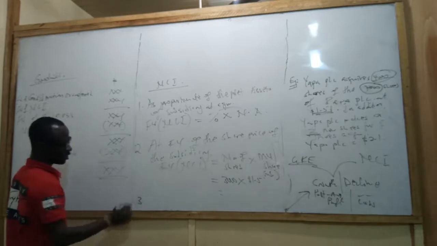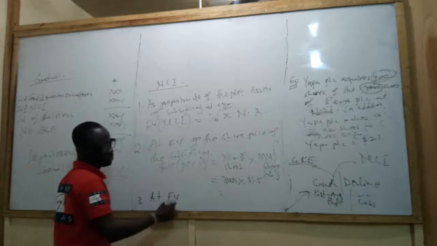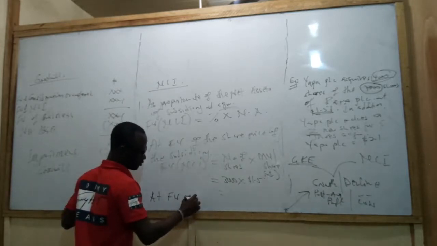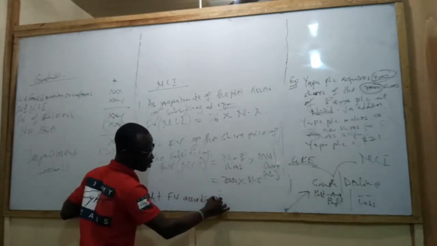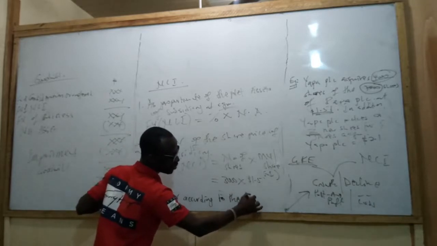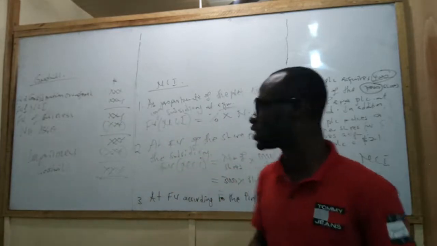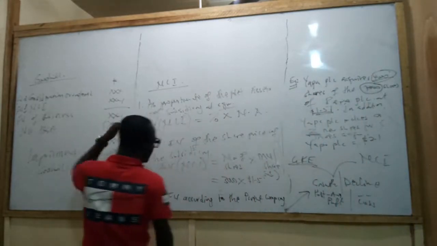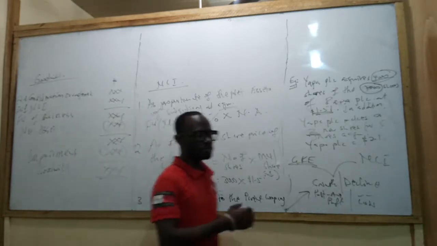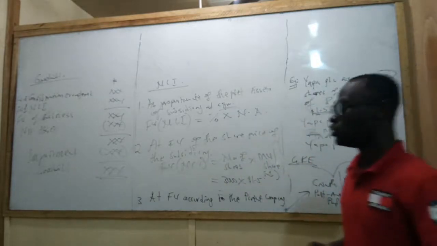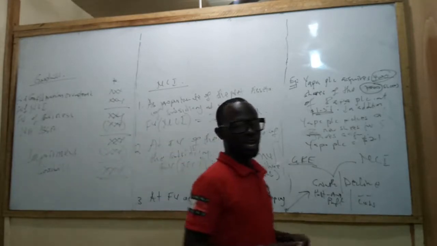Third. The third way is at fair value according to the parent company. Very simple. So this is where you don't have to do any workings. The examiner will just tell you that the directors of the parent company say that the fair value of the NCI should be 40 million. So there you don't do any calculations. You just pick that figure that he has given to you and then you go away in relation to that.